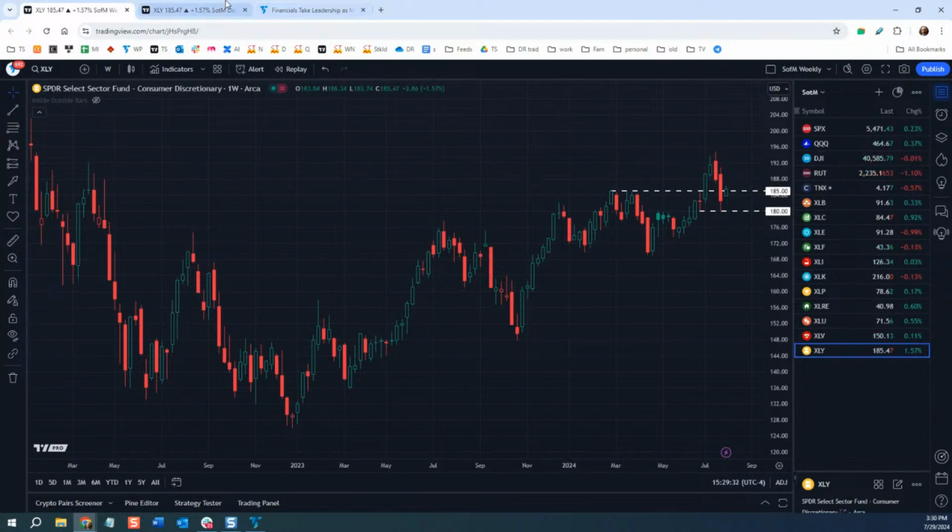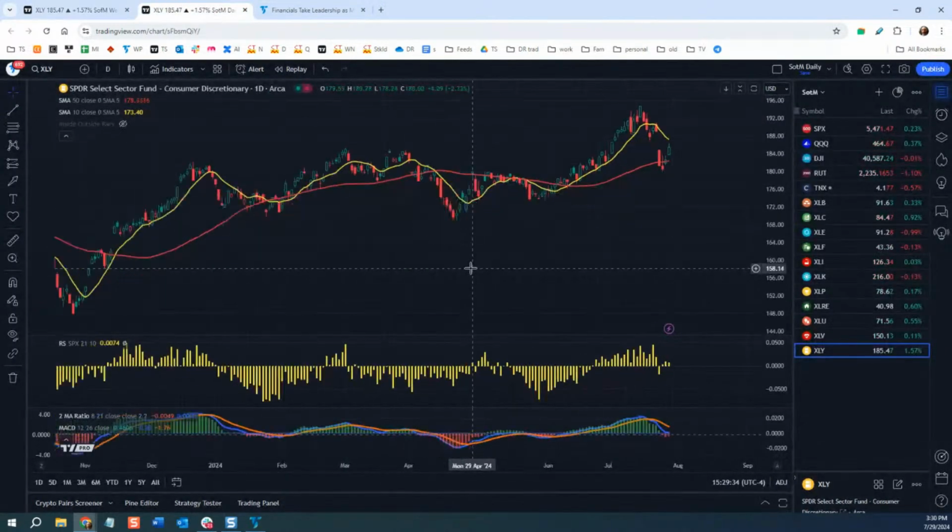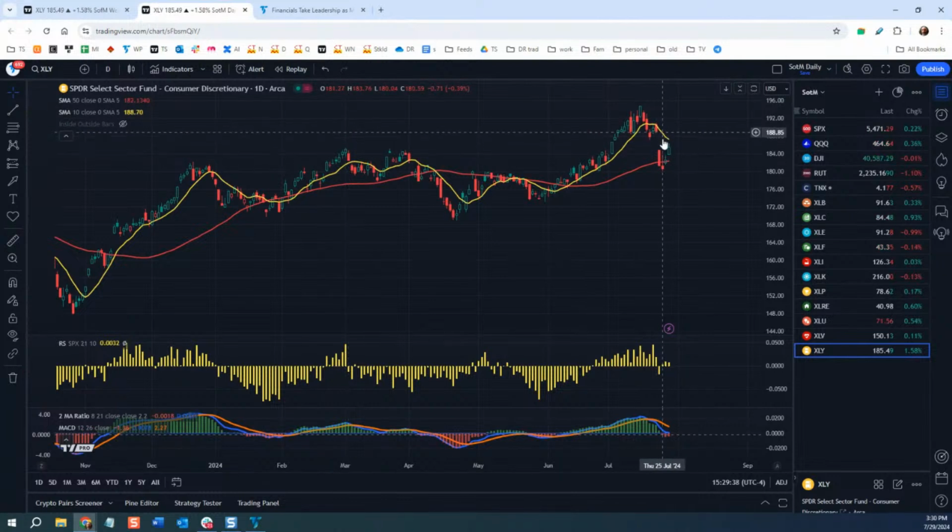So again, I think the 185 level on the XLY might be the area that people focus on. And then let's see what happens as that 10-day moving average comes down. All right, so those are the main things that I'm covering here.